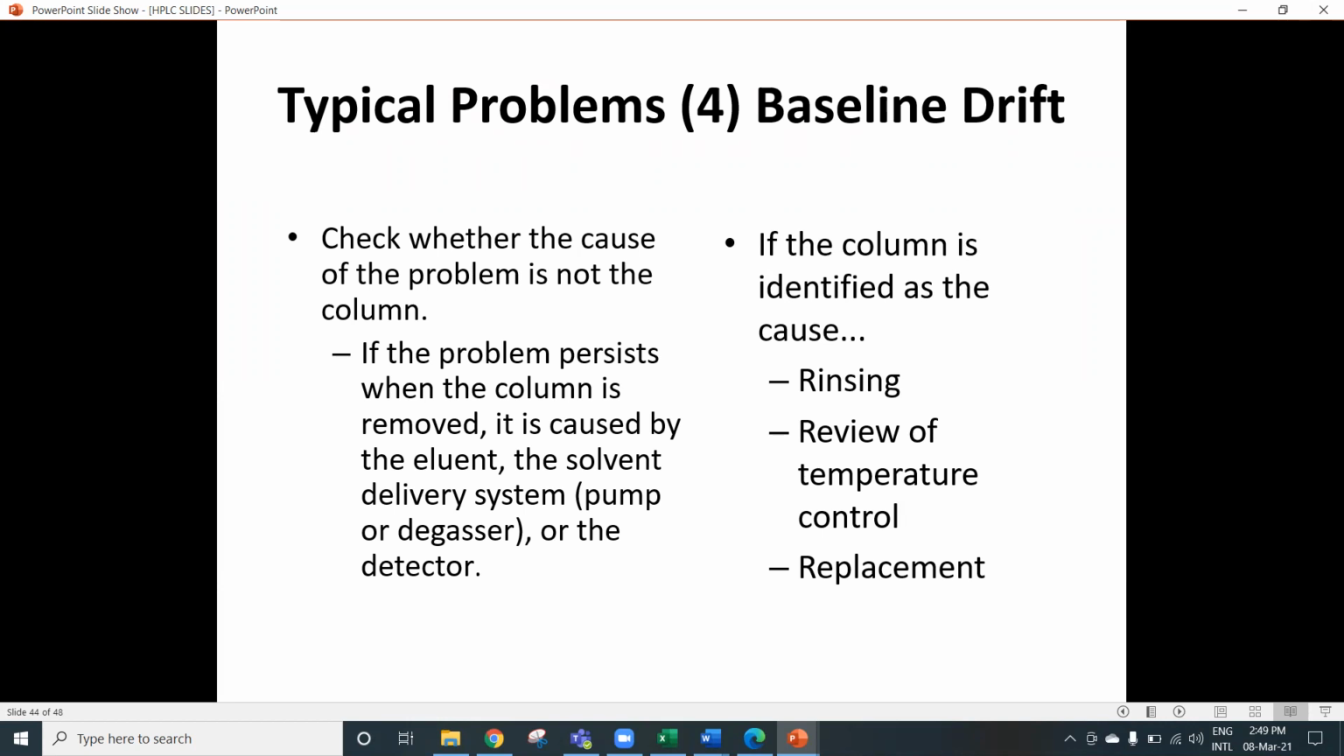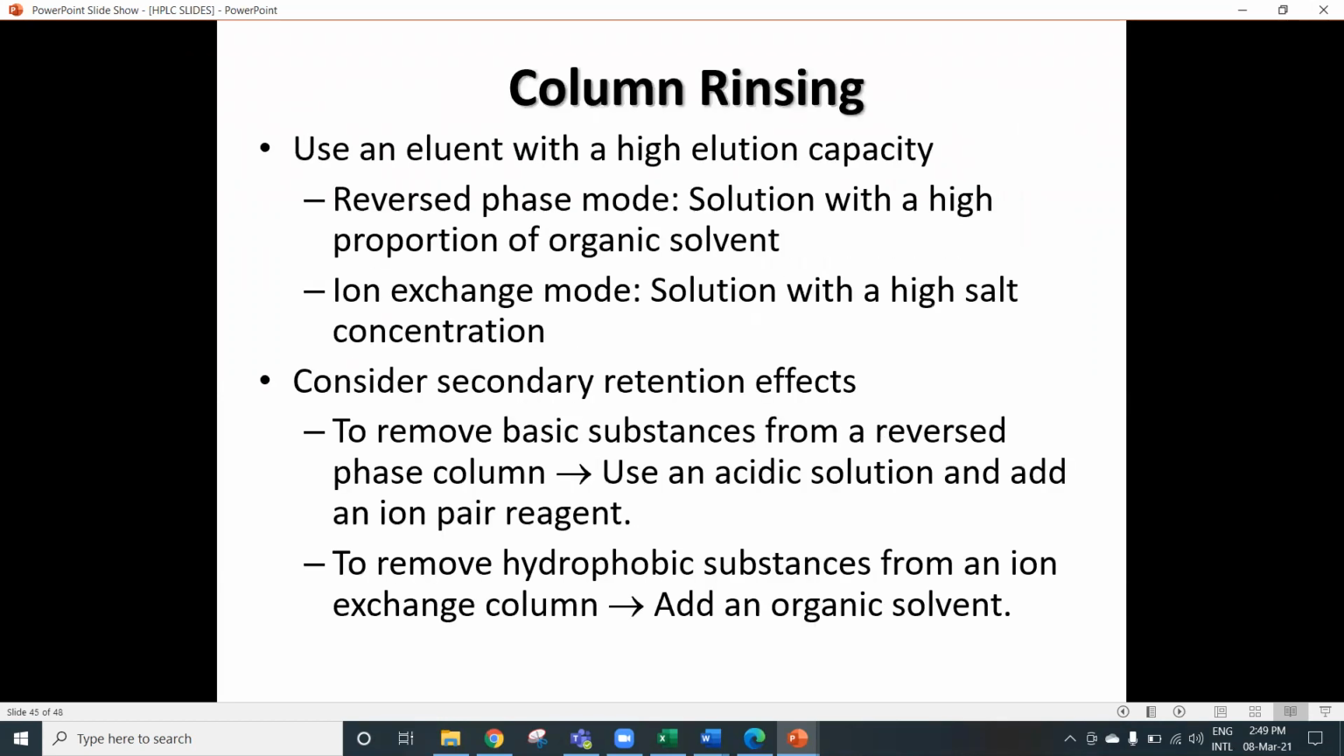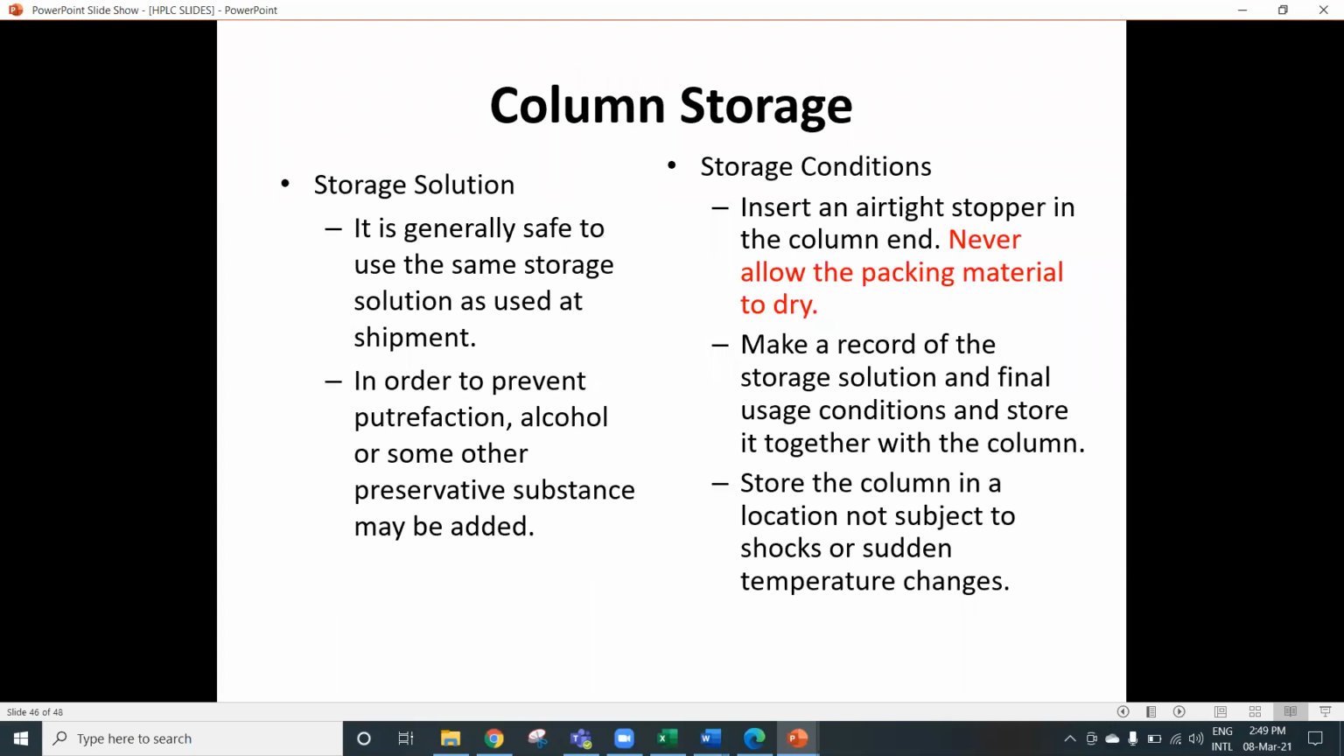Also in HPLC, you don't want your baseline to drift, and your column should be rinsed each time you finish an analysis, so that your column is void of any carryover from your analysis. The column can also be stored in alcohol or other preservative substances in order to prevent putrefaction. You have to store it very well so that your column does not degrade in the instrument.